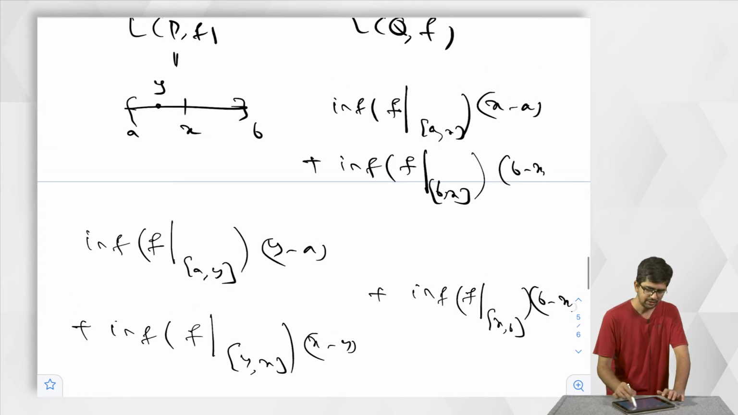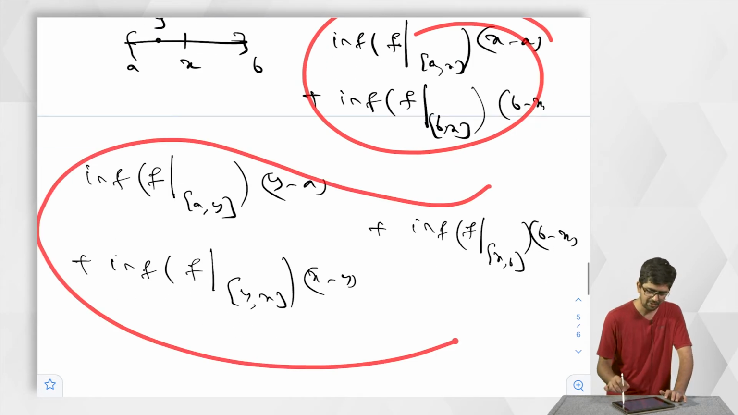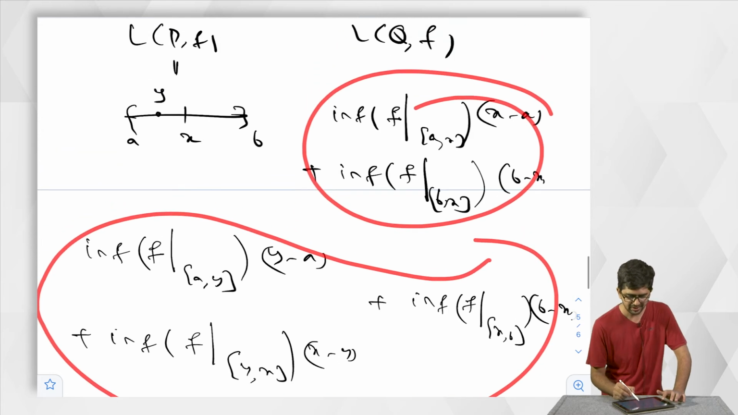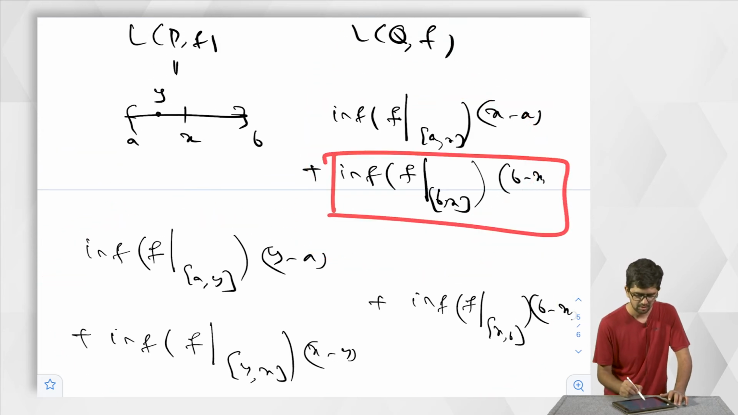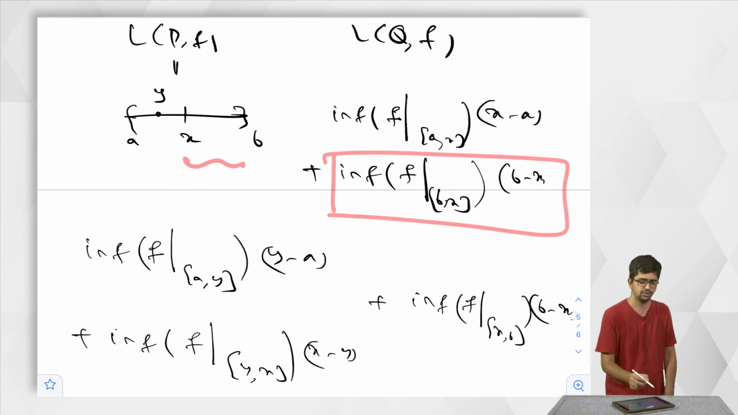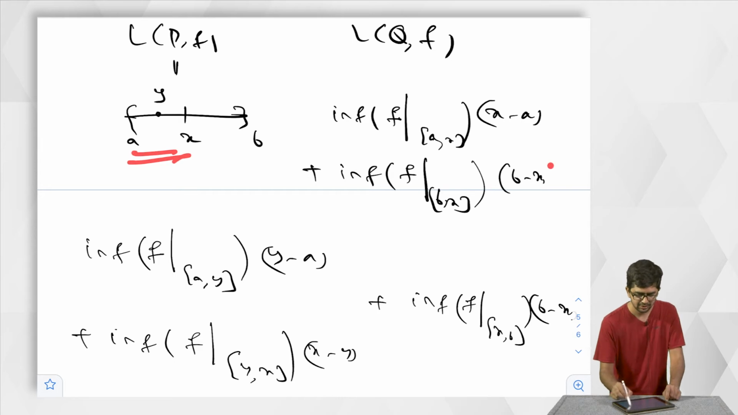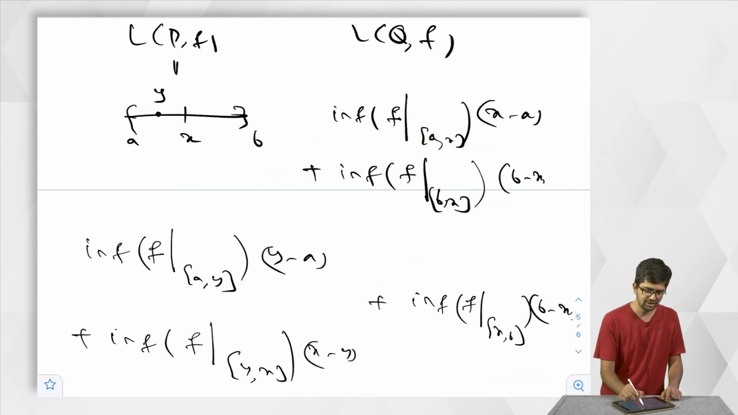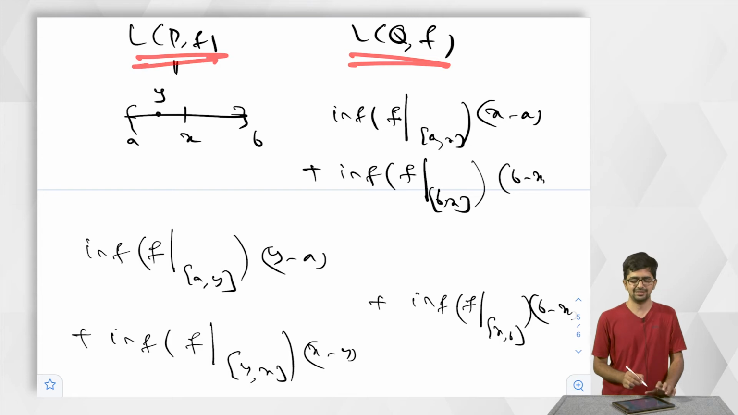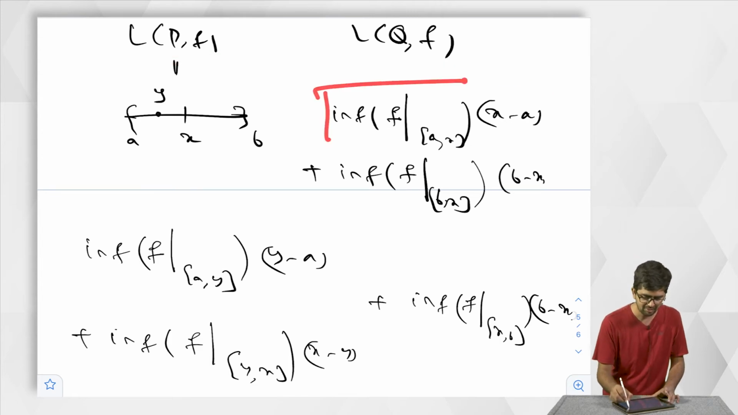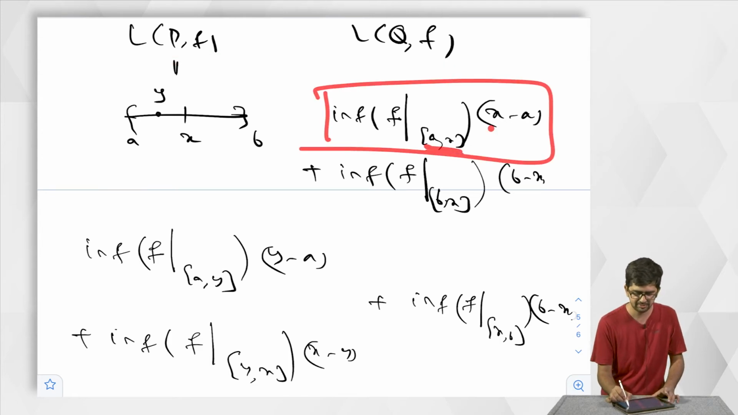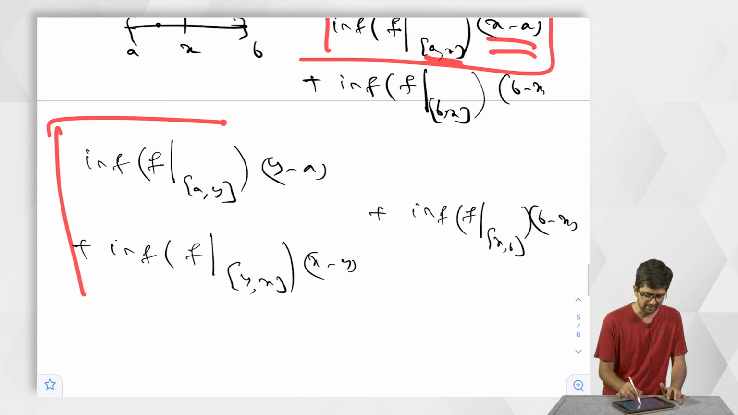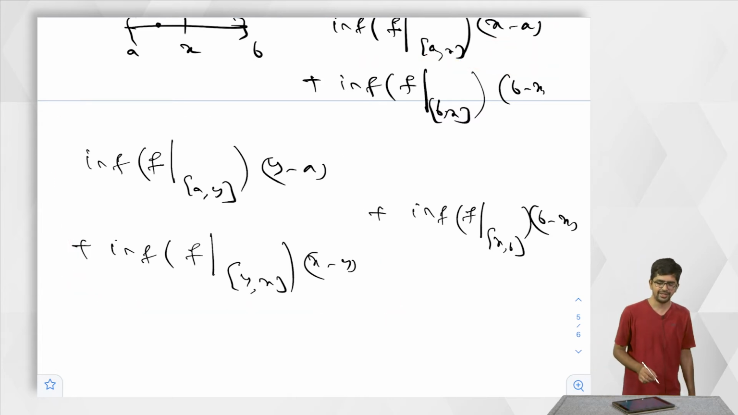Observe that in these two there is one thing that is common. This part is common, because here I am not making any change, only in the first part I am making some change. So the only difference between these two is that here we have the infimum of f restricted to [A, X] times (X minus A), and here we have something else. Now the question is, can I compare these two?